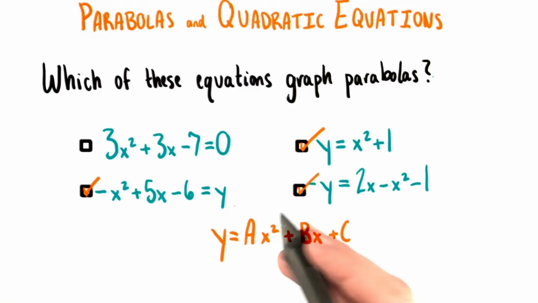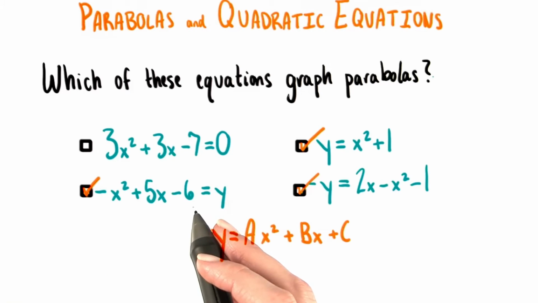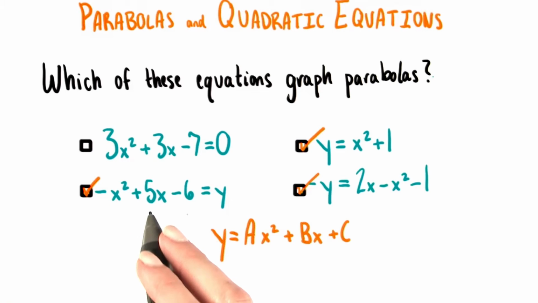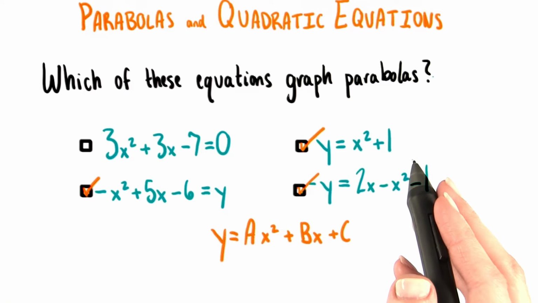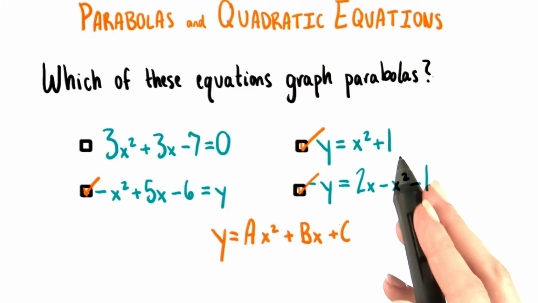This equation actually already is in standard form. The y just happens to be on the right side, and the other expression on the left side. But you can see that a equals -1, b, the second coefficient, is 5, and c is -6. This one is also in standard form. We have a equals 1, b equals 0, and c equals 1.